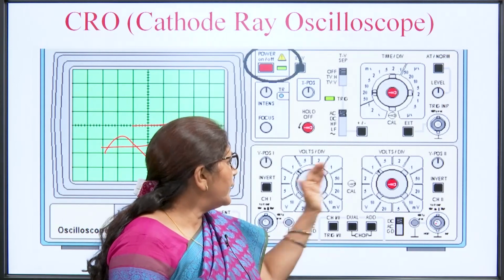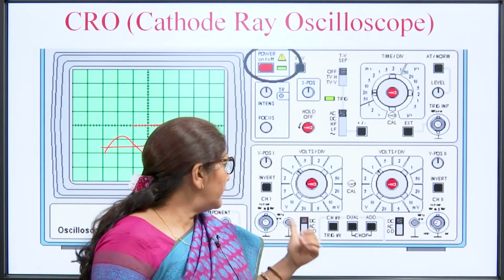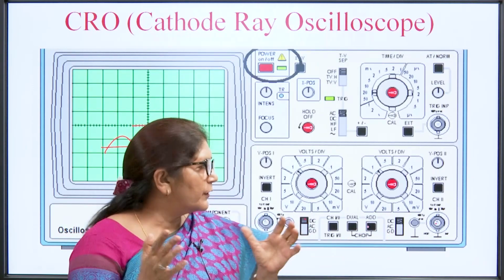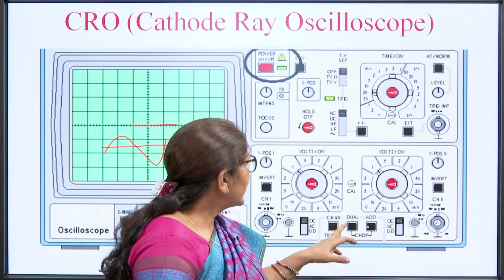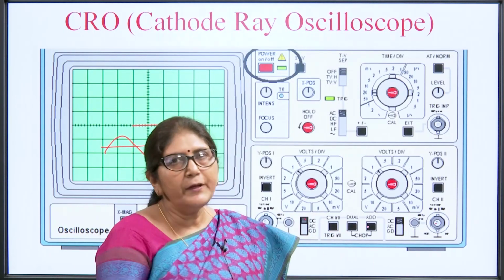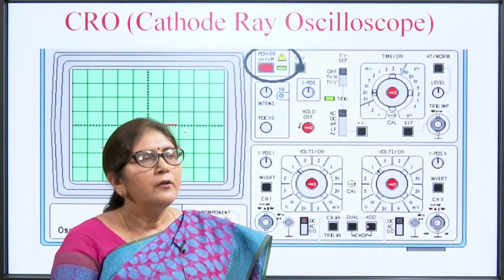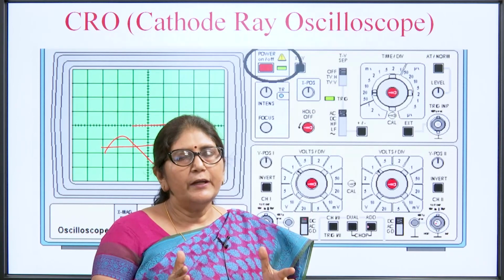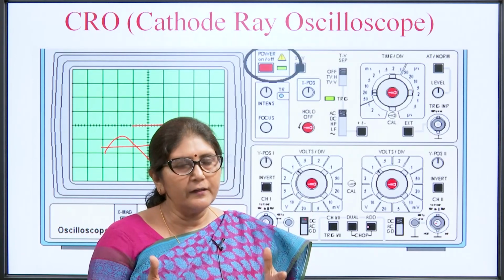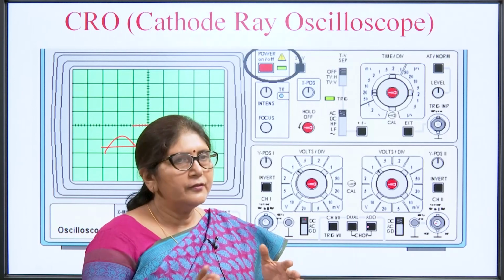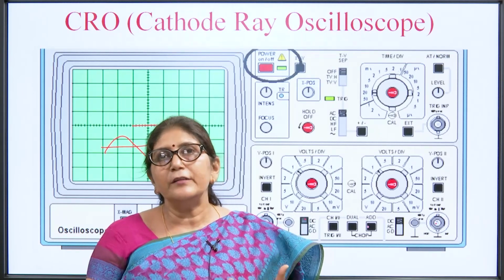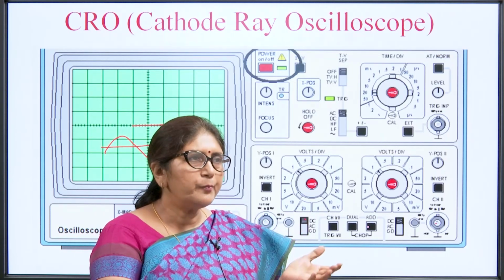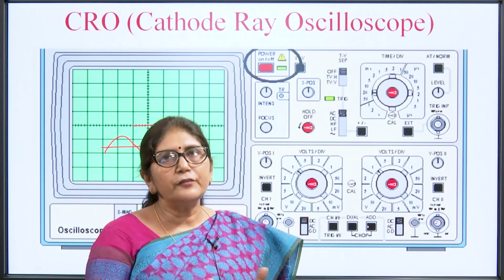Then suppose we want to add both the signals, then we will press this switch and this will add both the signals. There are two modes generally, one is chopped and the other is alternate mode. In alternate mode, both channels are applied simultaneously on the CRT and there is a switch, maybe a FET switch or a transistor switch, which vibrates from one channel to the other and displays them, since the velocity of the switch is very high.